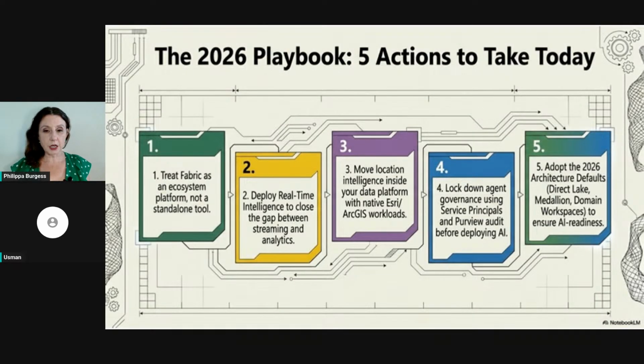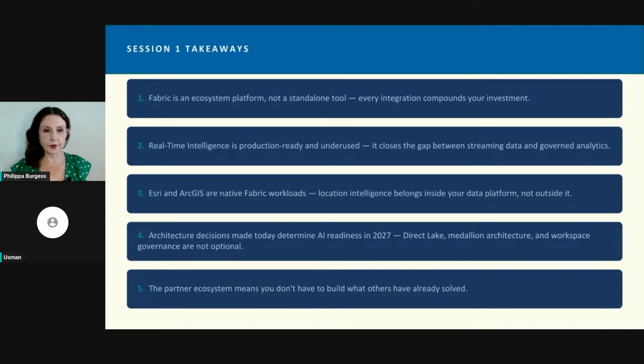So your 2026 playbook has five actions to take. Treat Fabric as an ecosystem platform, not a standalone tool. Deploy real-time intelligence to close the gap between streaming and analytics. Move location intelligence inside your data platform with native Esri and ArcGIS workloads. Lock down agent governance using service principals and Purview audit before deploying AI. And adopt the 2026 architecture defaults, Direct Lake, medallion, and domain workspaces, to ensure AI readiness.